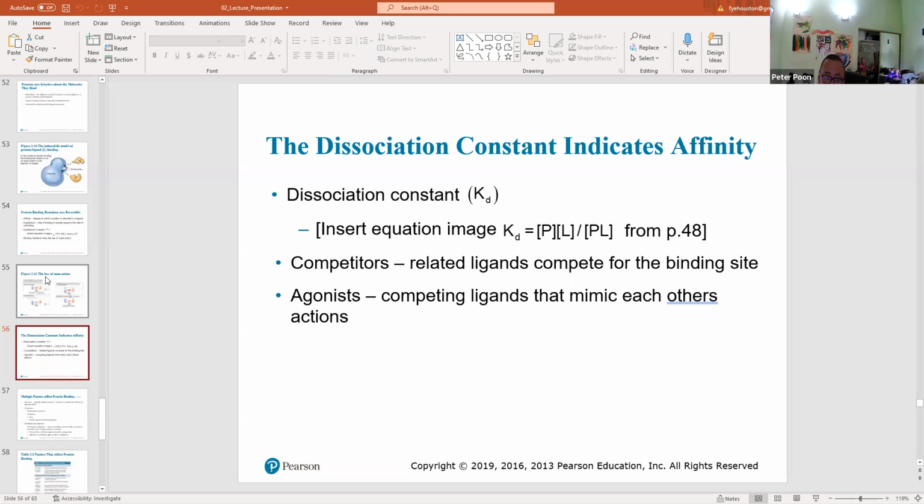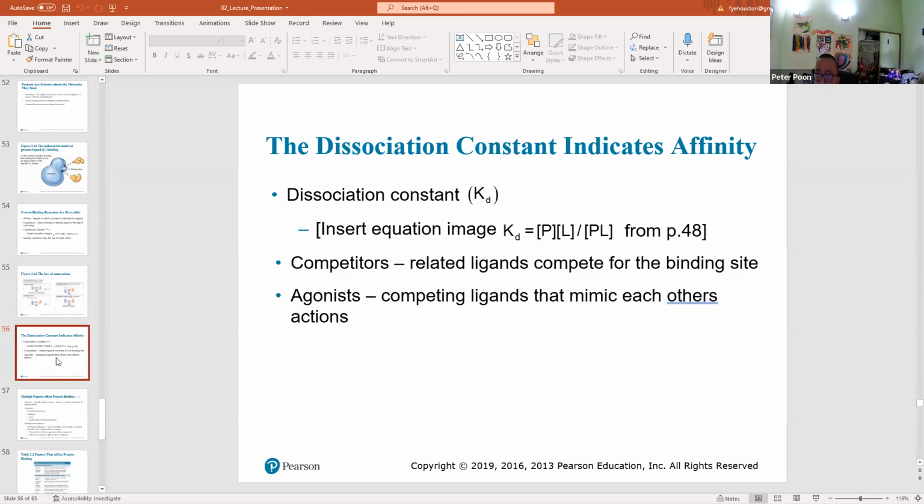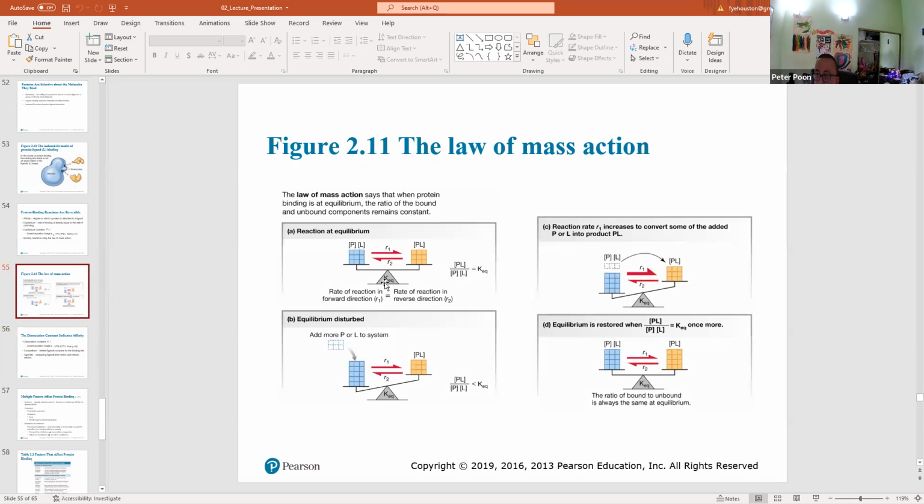So the dissociation constant tells you how likely something is to break apart. It's actually literally the opposite, the inverse of KEQ. If you see this, the dissociation constant is literally 1 over KEQ.